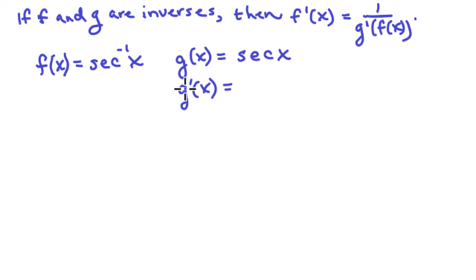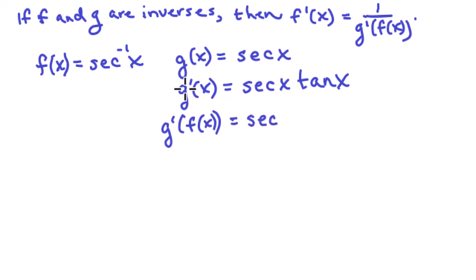And the derivative of secant is secant x times tangent x. But we don't want g prime of x. We want g prime of f of x. So in place of each of the x's, we substitute f of x, and we get g prime of f of x is equal to secant of f of x times the tangent of f of x.